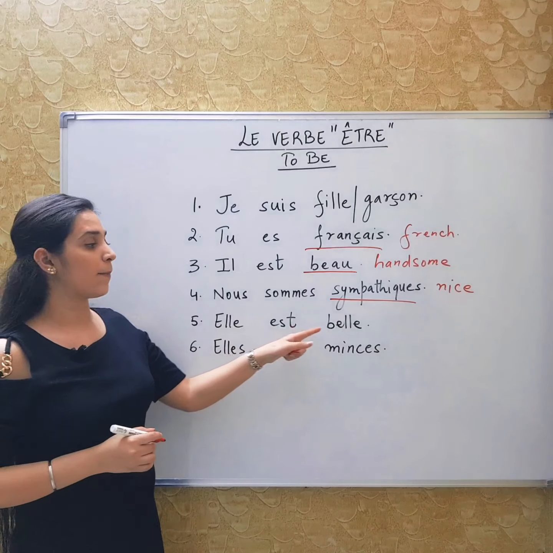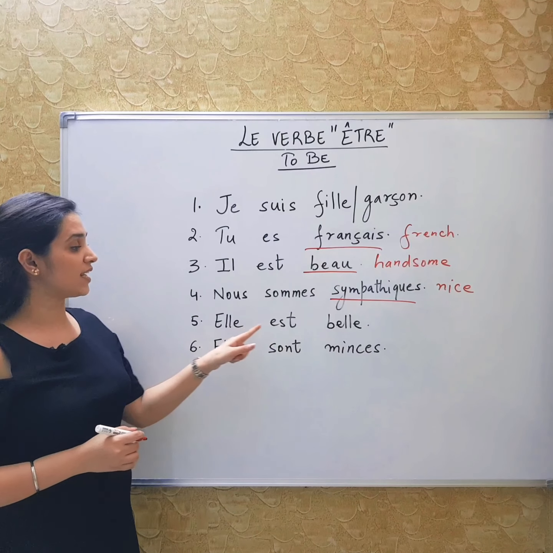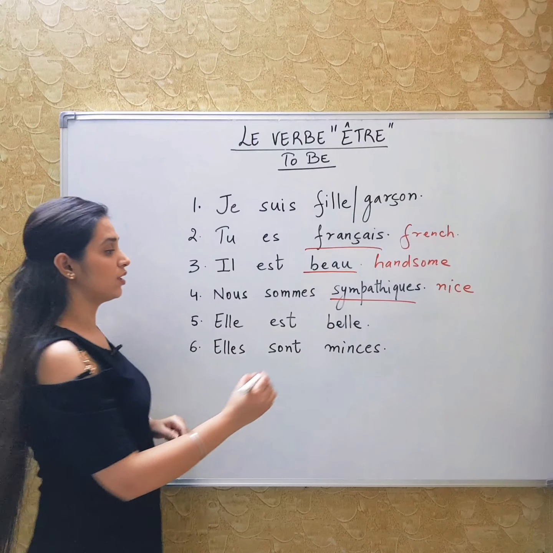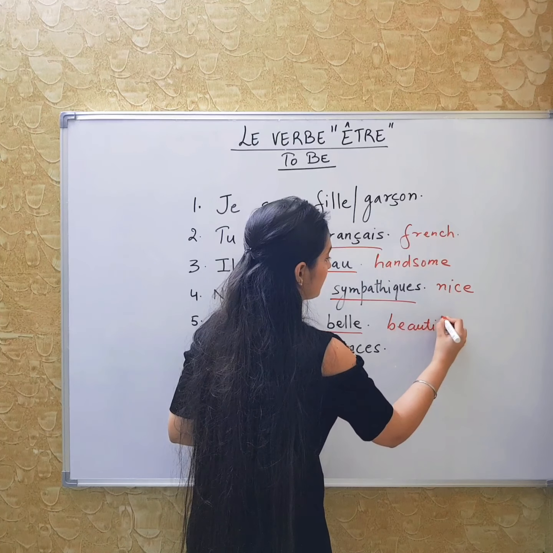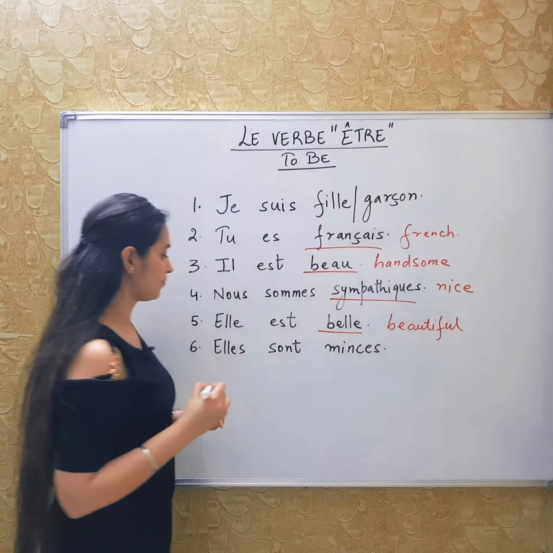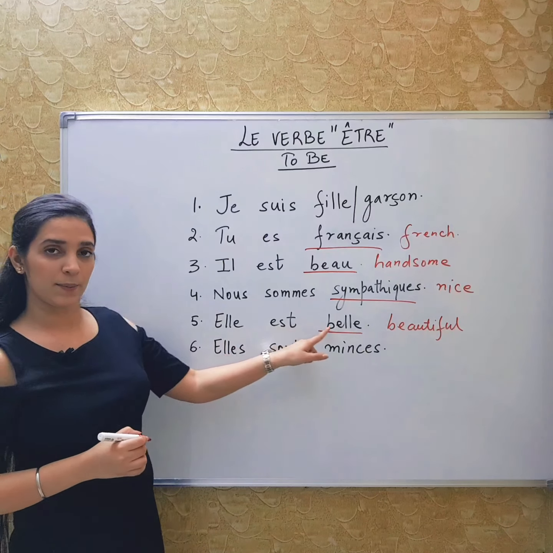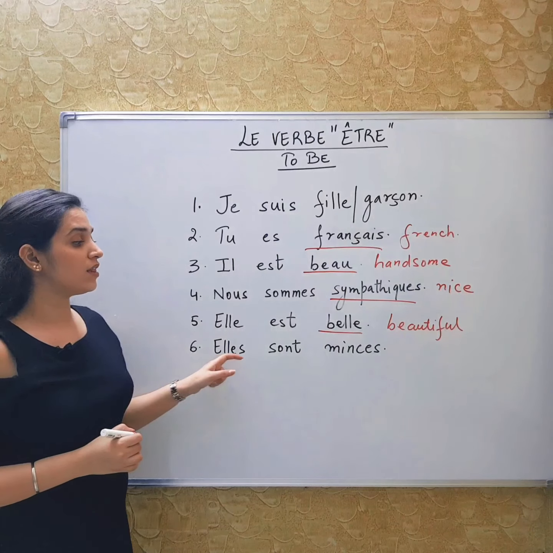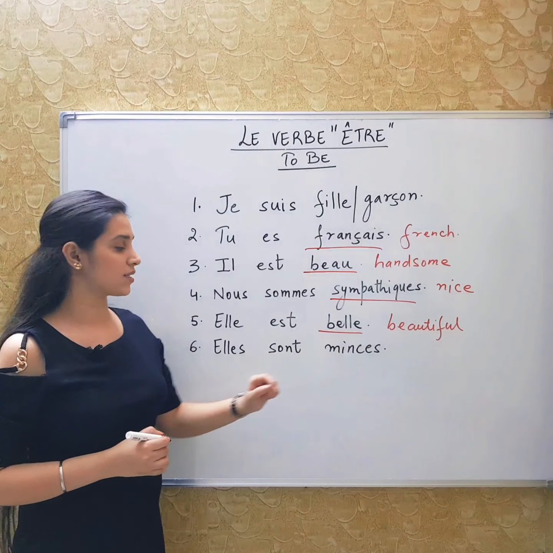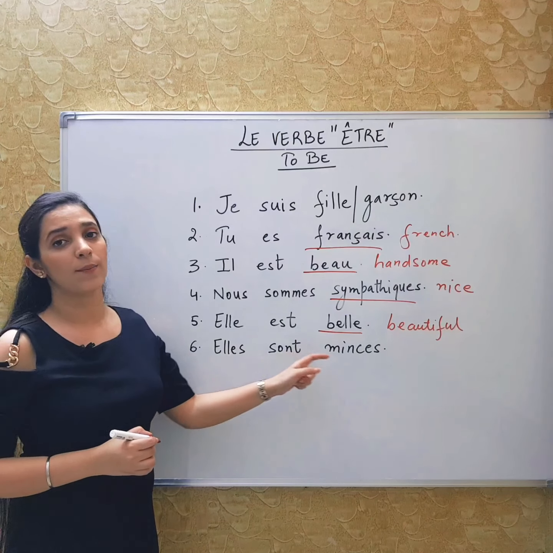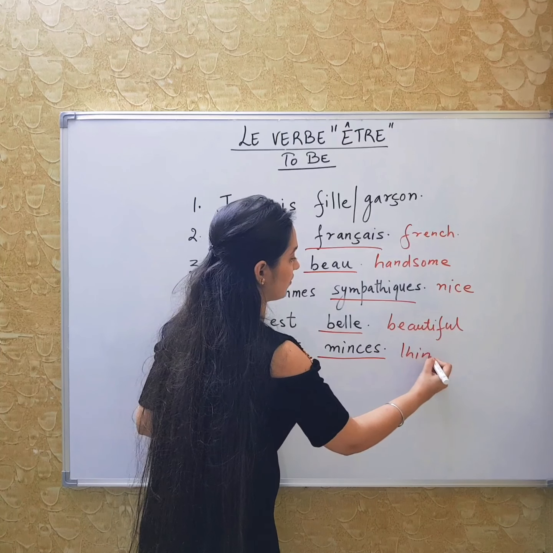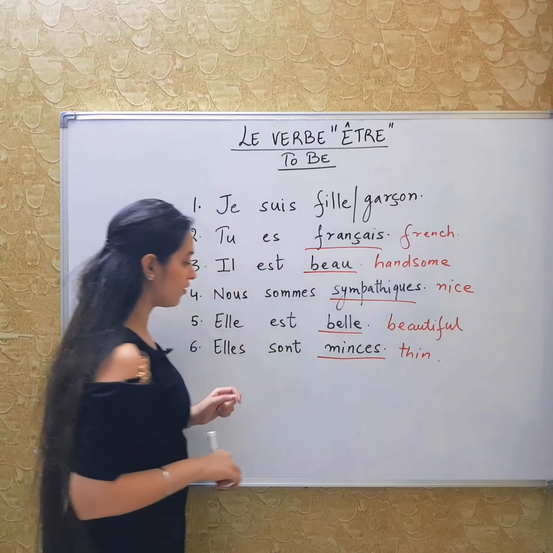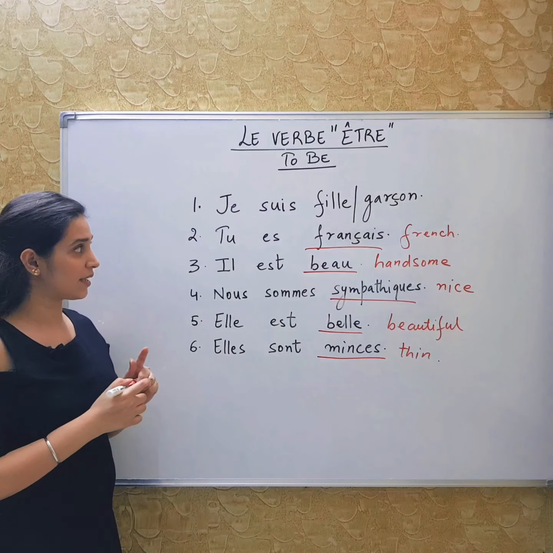Elle est belle. She is beautiful. Belle means beautiful. Elles sont minces. Mince means thin. They are thin. So I'll read them again.